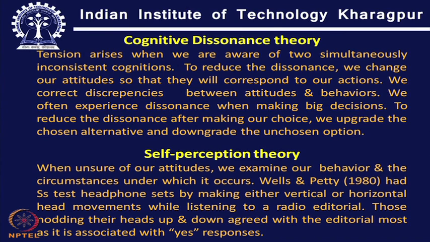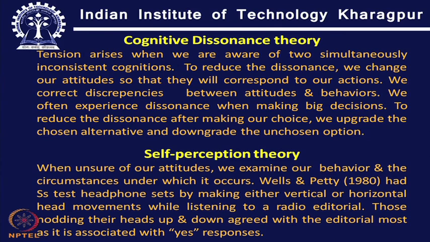So, what happens in this situation if you are having two thought processes which are conflicting in nature? We have a dissonance in our mind, a disturbing situation in our mind. So what we do is try to correct the discrepancies between our attitudes and behavior, which may be done in both positive and negative senses.